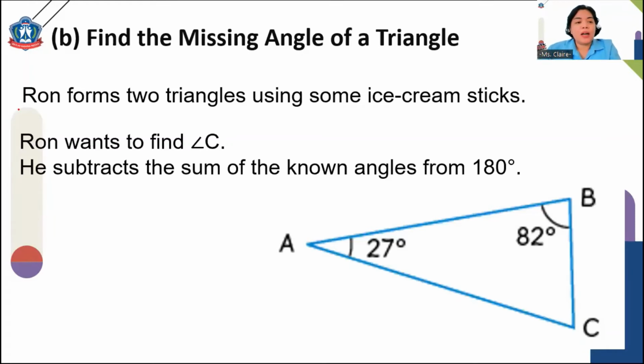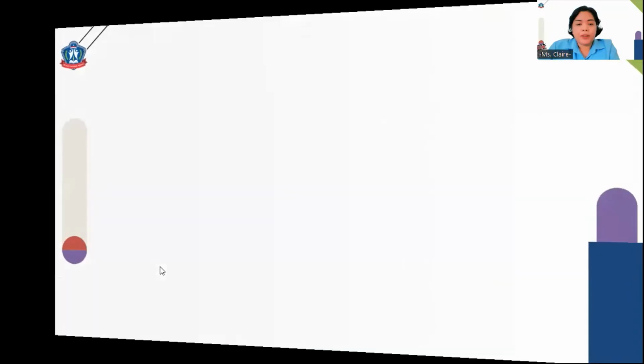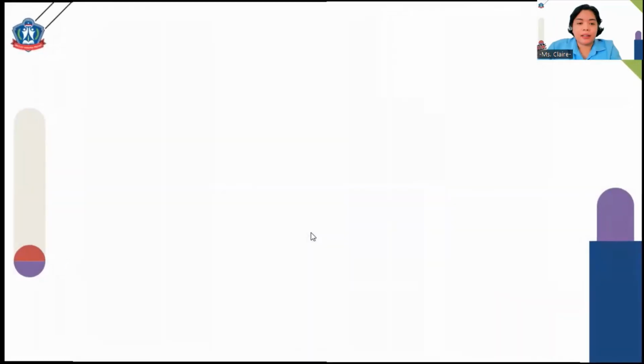Look at this example. Ron forms two triangles using some ice cream sticks. Ron wants to find angle C. He subtracts the sum of the known angles from 180 degrees. Is he correct? So it means 180 minus 27 degrees. Then we subtract 82 degrees and the answer is 71. So therefore, this is 71 degrees here. So if we will add 71 degrees, 82 degrees, and 27 degrees, the answer is equal to 180 degrees. So that's how to find the missing angle in a triangle.